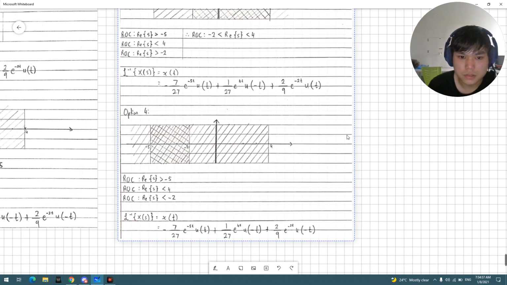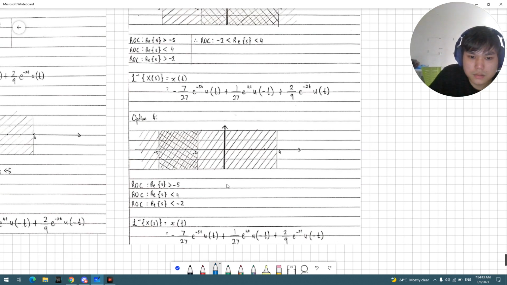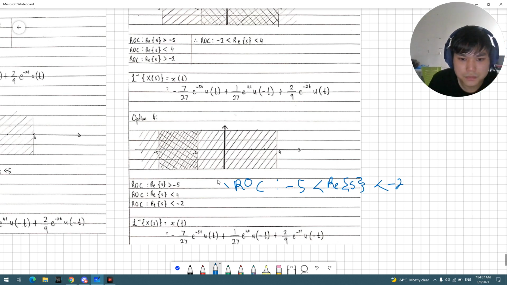Sorry, in here the common ROC is negative 5 less than Re(s). Basically like this, I forgot to write it down. So the common ROC is between negative 5 and negative 2. So this is the answer: t, negative t, and negative t.